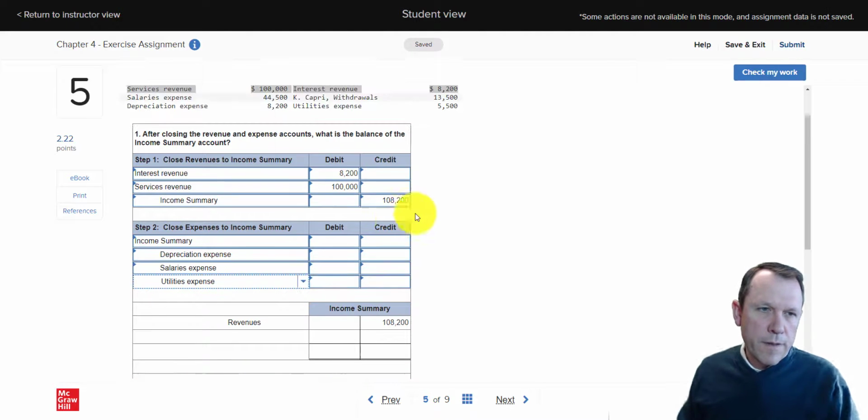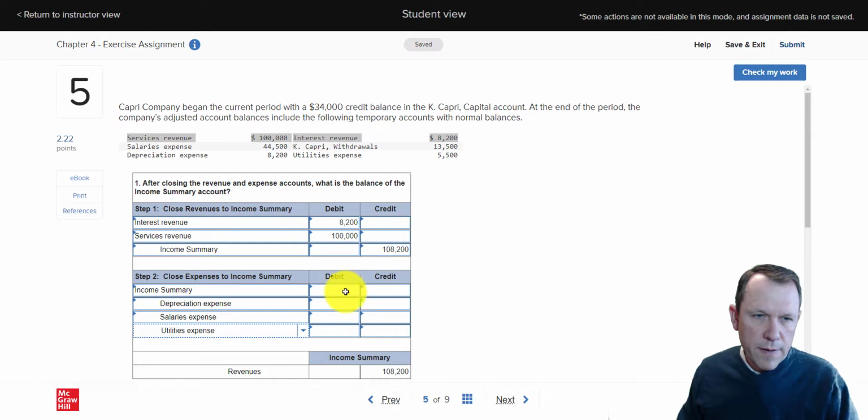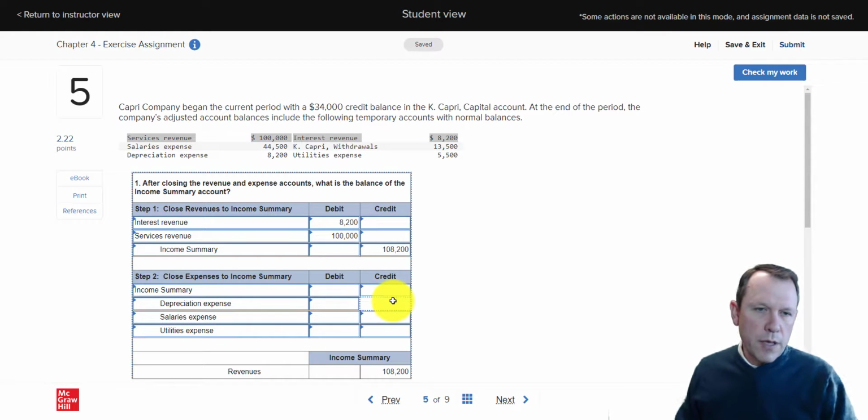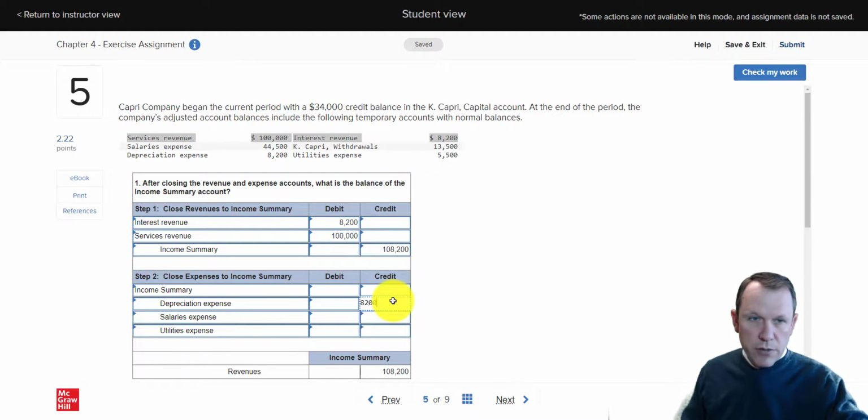There we go. So we're going to put these down here. We don't know, we'll add them all up, but what we're going to do first is we're just going to line them out, right? So their debit balances, we're going to credit them to close them. So depreciation is going to be 8,200. Salaries expense is going to be 44,500, and utilities expense will be 5,500. So there we have it.